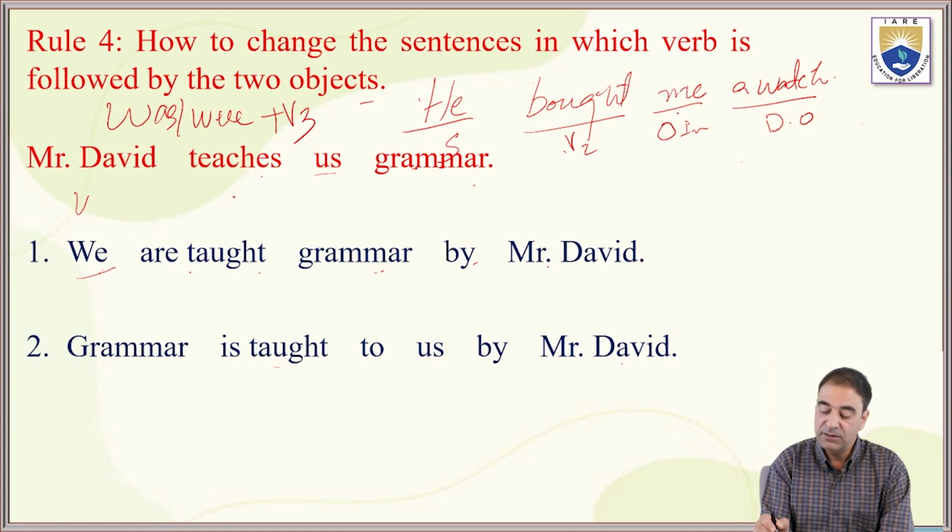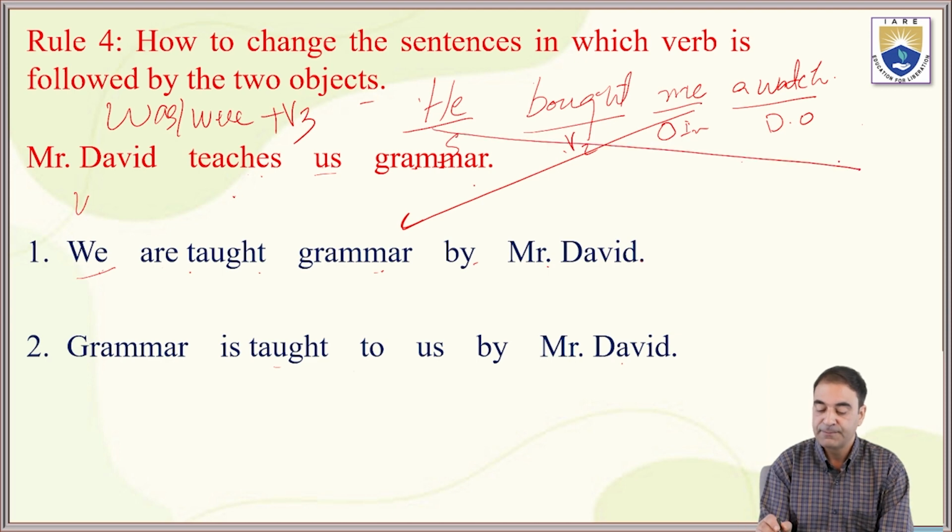Now, interchange the place of subject and object. "Me" will change into "I", and with "I" we use "was".